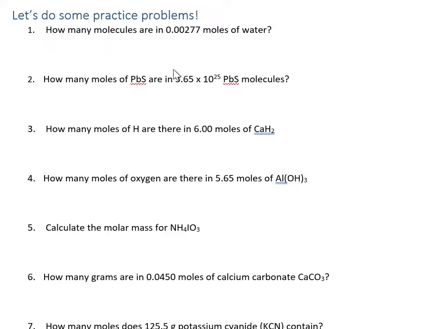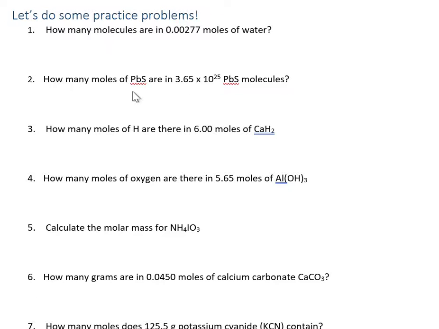I want you to convert, if you have 0.0027 moles of water, I want you to tell me how many molecules of water you have. Keep in mind that for every 1 mole, there are 6.02 times 10 to the 23rd molecules. So you're just going to take 0.0027 and multiply it by 1 mole, or 6.02 times 10 to the 23rd, and that will give you how many molecules.